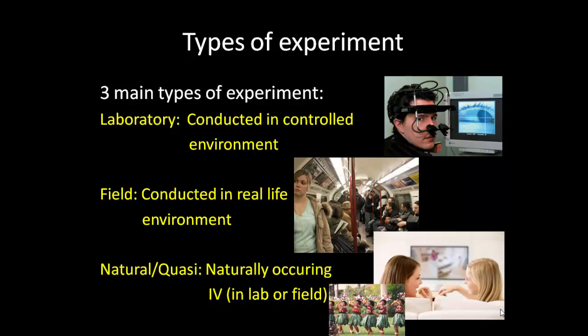Now, natural or quasi experiments can be conducted in either a lab or in the field. It really depends what we want to do. For example, we could look at the difference between genders. If we wanted to see the difference between males and females in their response to something, we could conduct that in a lab under quite controlled conditions. If we were looking at the effects of anything else, we could do it in a field, in a natural environment.